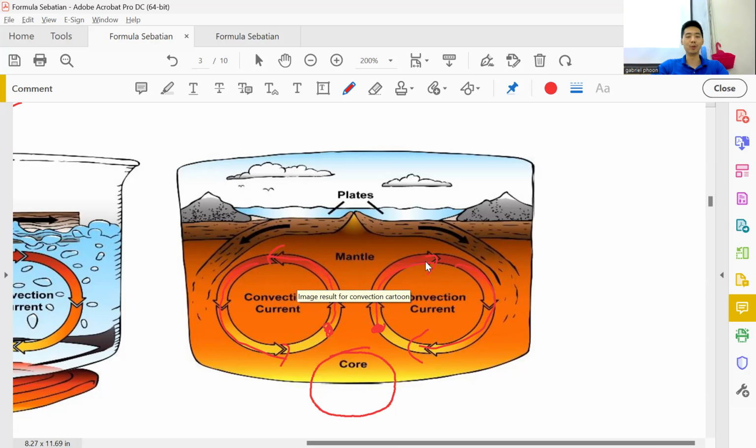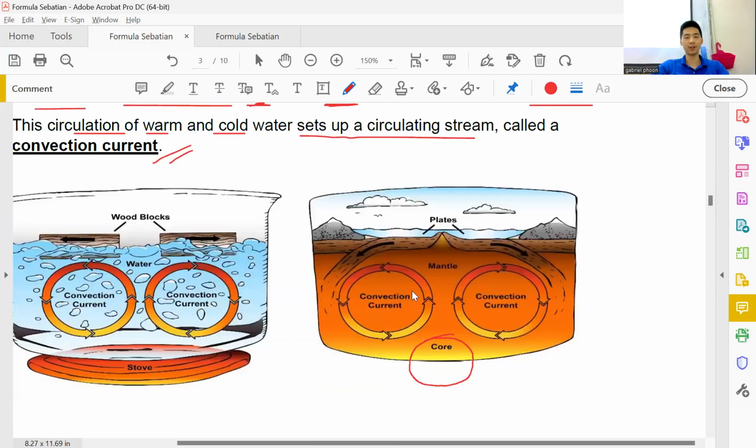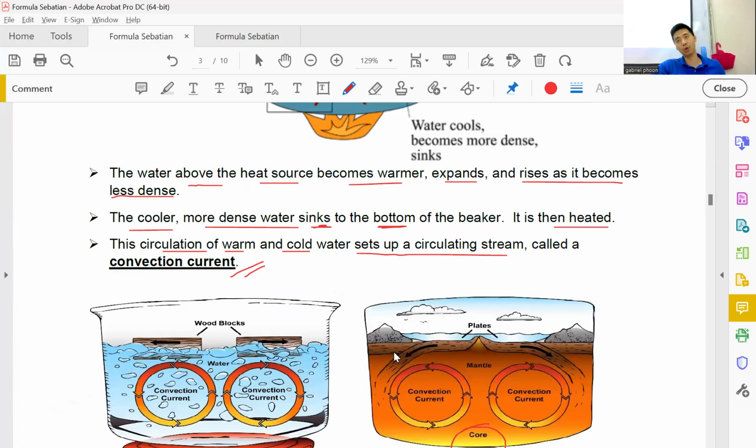Yes, now you know another power of physics and science. Right, so it's not just subjected to the water here. Actually, the mantle is moving.